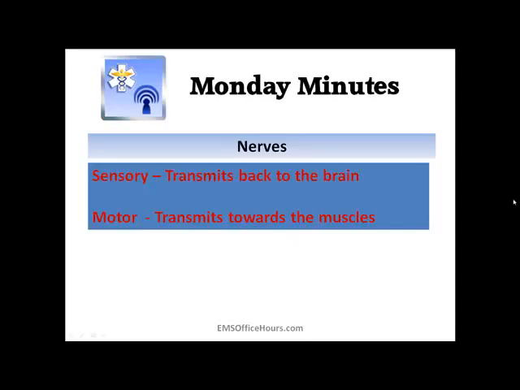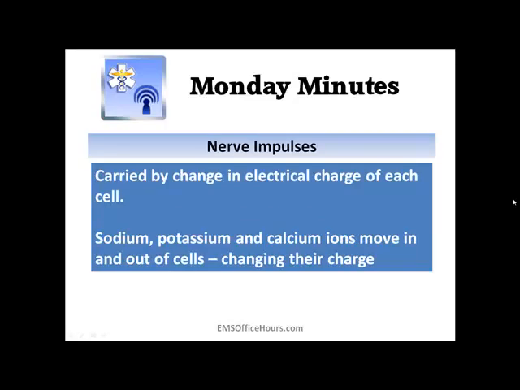This stuff is the stuff that's gold to you when it comes to that type of stuff, okay? So, your nerve impulses, again, this is the stuff that's carried by changing the electrical charge of each cell. Your sodium-potassium pump, you've heard of that, right? The calcium ions, they all move in and out of the cells. They change the charge, okay? This is just sort of an example.